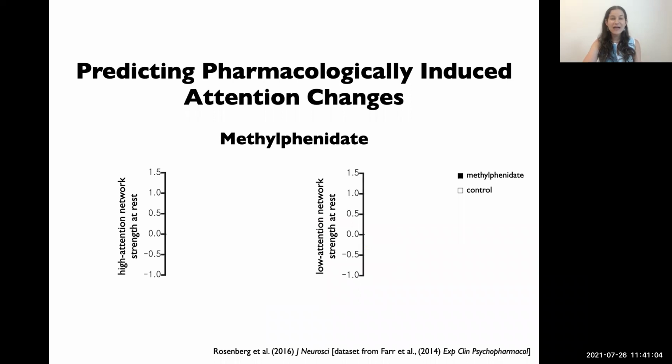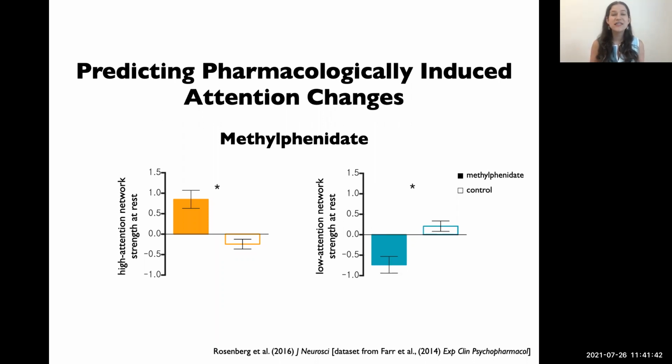When we compared high attention network strength between the individuals given methylphenidate and a different group of unmedicated individuals, we saw that indeed individuals who had been given methylphenidate before the scan showed stronger high attention networks. Again, these are the same networks defined in our totally independent data set. Interestingly, when we looked at strength in the low attention network, again, a network that's stronger in people who performed worse on that sustained attention task, we see the opposite pattern of results, such that individuals given methylphenidate show weaker low attention networks.